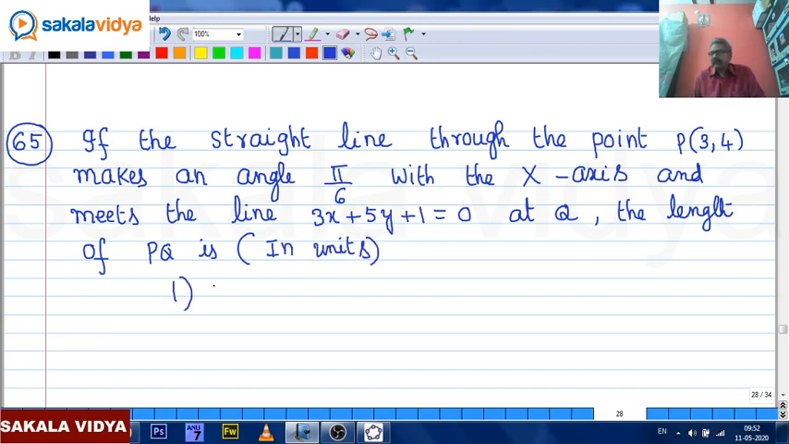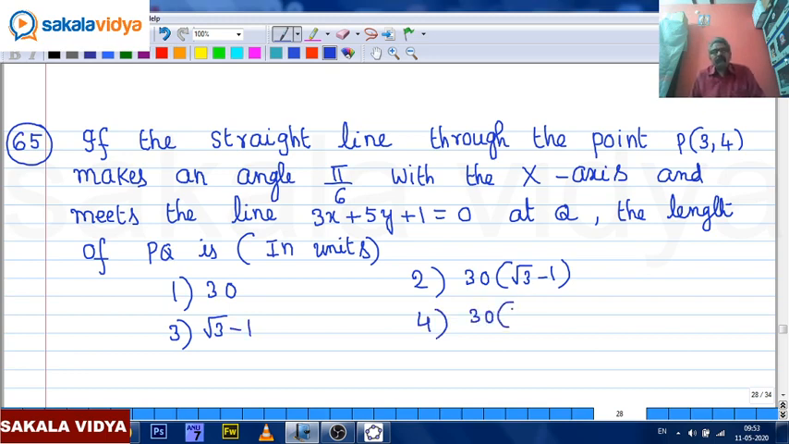First option 30, second option 30 into root 3 minus 1, third option root 3 minus 1, fourth option 30 into 3 root 3 minus 5.